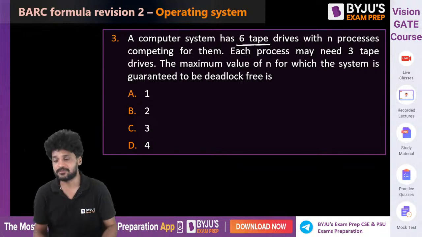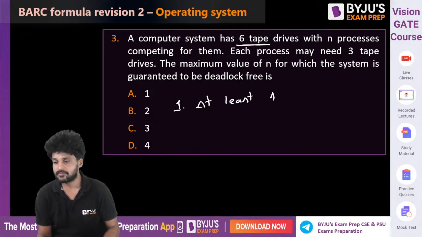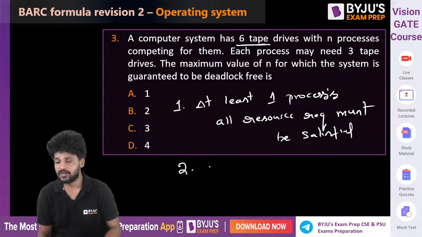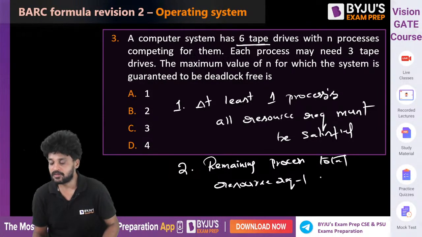So what is the sufficient number? The rule is, the system needs to have, first point, at least one process whose total resource request must be satisfied. Second point is, for the remaining processes, their total resource request minus 1 should be satisfied.